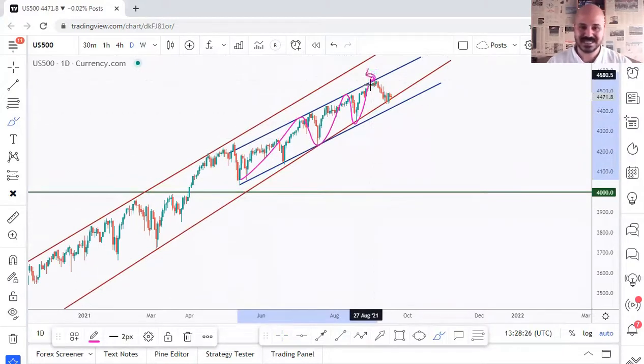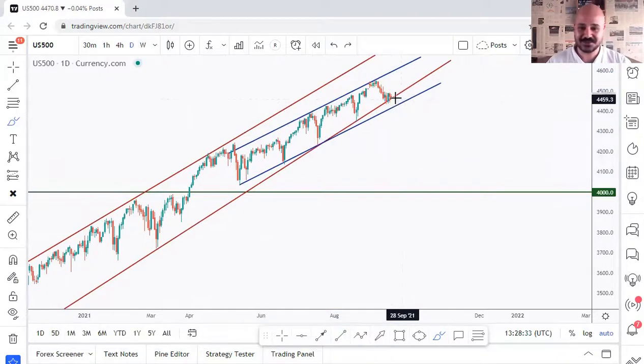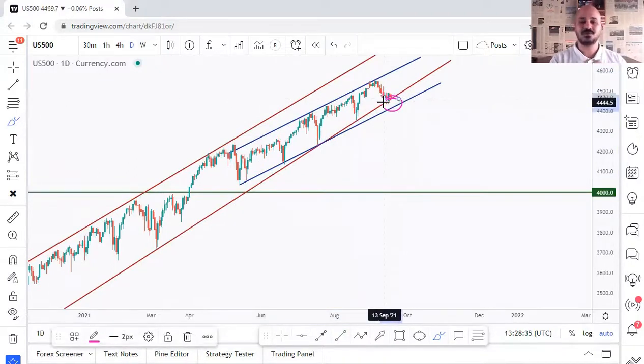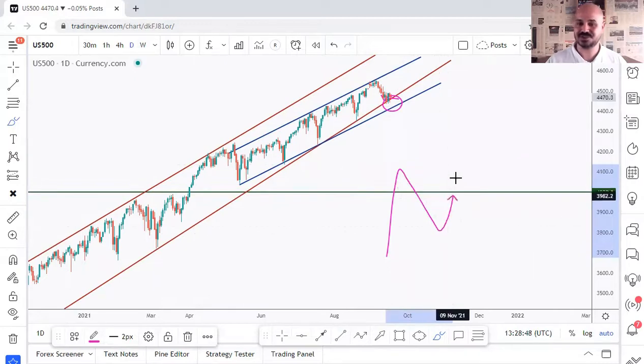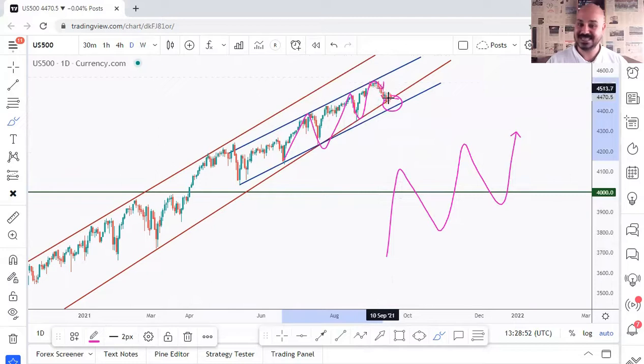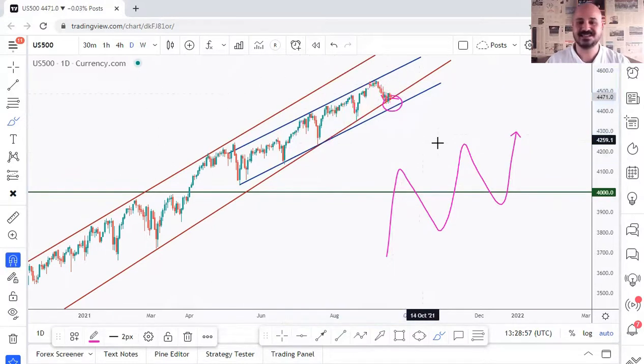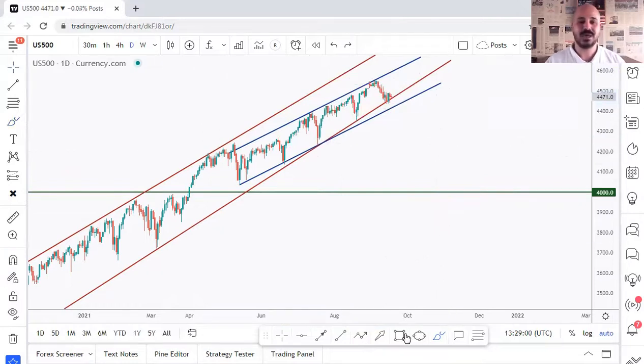So the upper one is acting as a horizontal resistance and the lower one is acting as what? Horizontal support. And now we've got an area of confluence or intersection between these two, the brown and the red. So you get a feeling that as price goes up this much, it can go down this much, go up this much, it can go down this much, right? So up, down, up, down. So now we're expecting what?